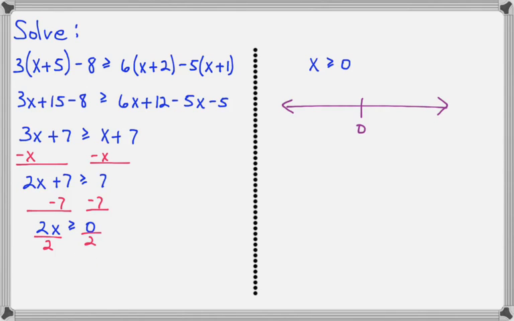I can graph this by shading to the right. We'll use a bracket because of the or equal to line, and then our interval is from 0 to infinity. Set builder notation is the set of all x's such that x is greater than or equal to 0.